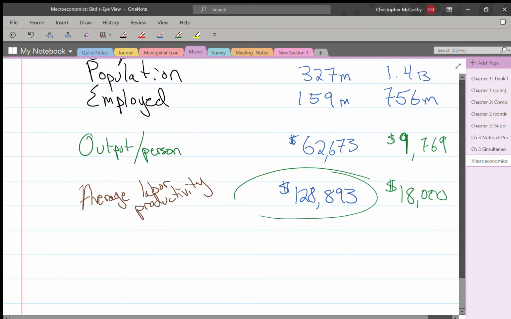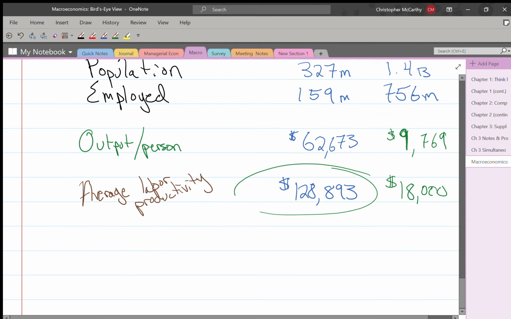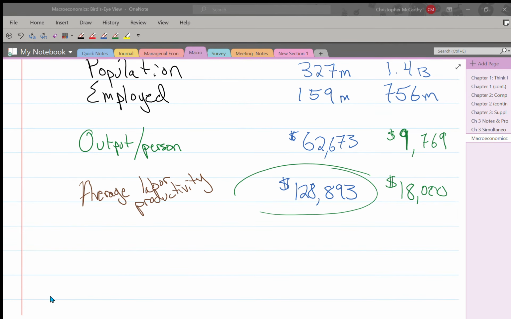So, dovetailing off of that unemployment and employment thing, let's go take a look at the unemployment rate.